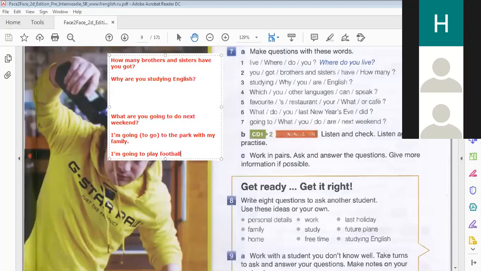Or for example, I'm going to stay in, the opposite of go out. I'm going to watch a film. With other verbs, you have to use the infinitive: to play, to stay, to watch, to sleep, whatever. But with go, it's optional, actually. You can say I'm going to the park.